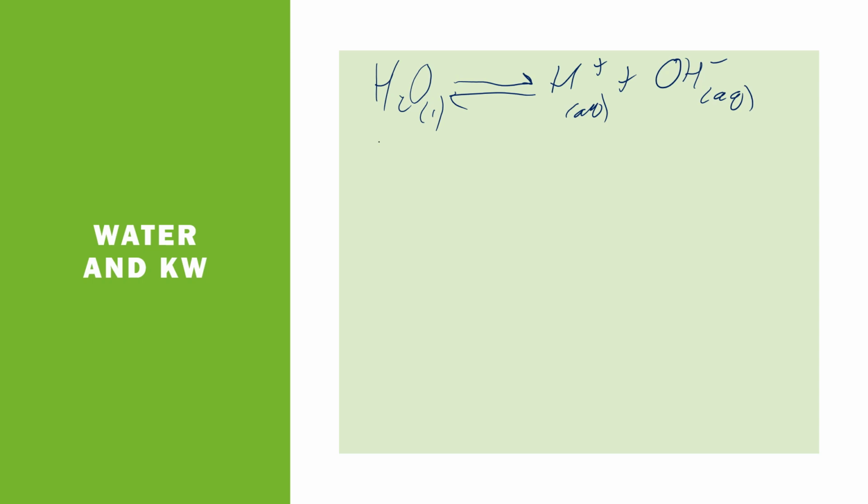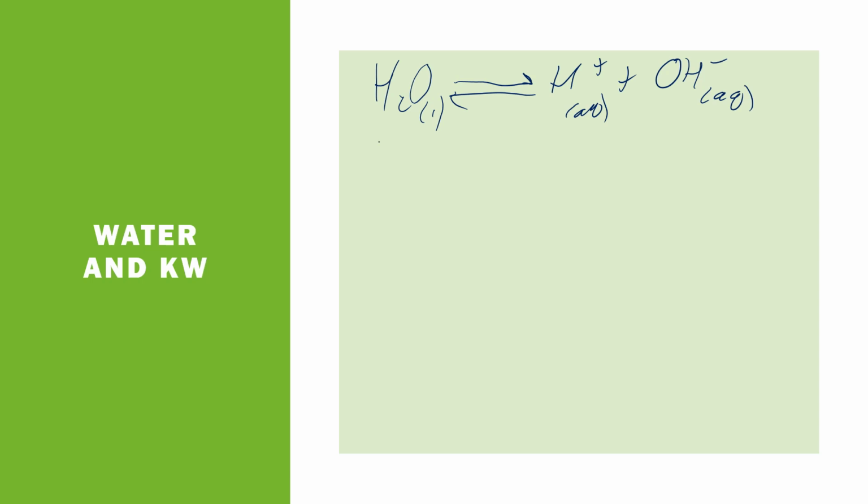Okay, so now let's talk a little bit more about water. Water, especially, we said it was amphiprotic or amphoteric. Water can do what's called autoionize, which is where it splits up into hydrogen ions and hydroxide ions. So liquid water splits up into hydrogen ions and hydroxide ions. Now, liquid water only does this to a very, very, very small extent.